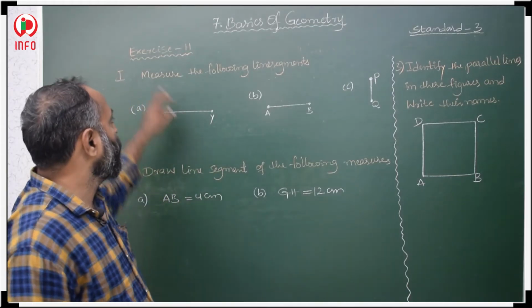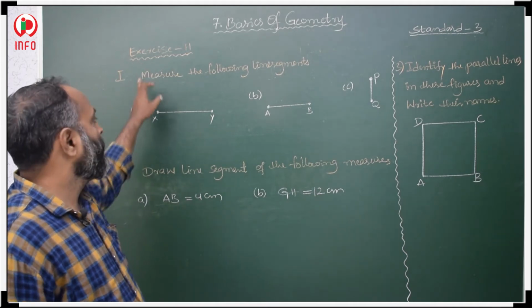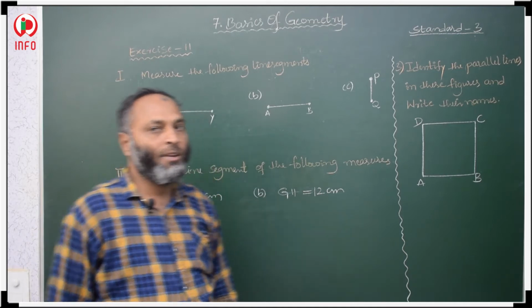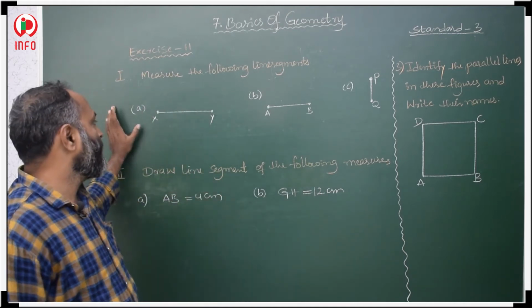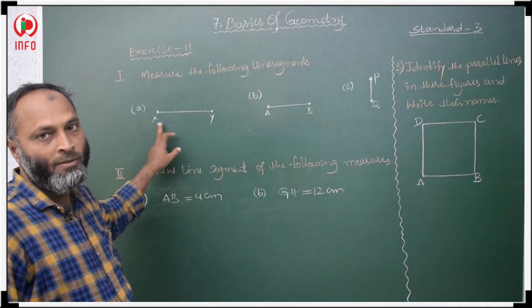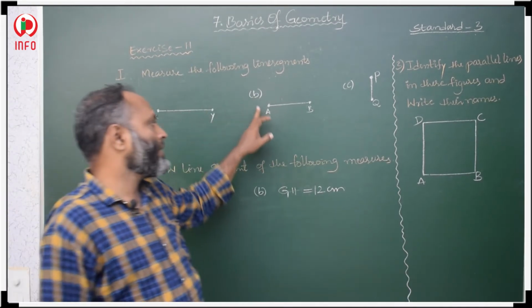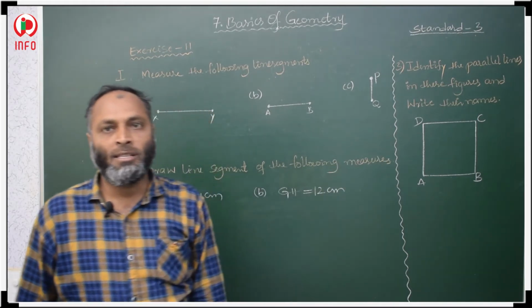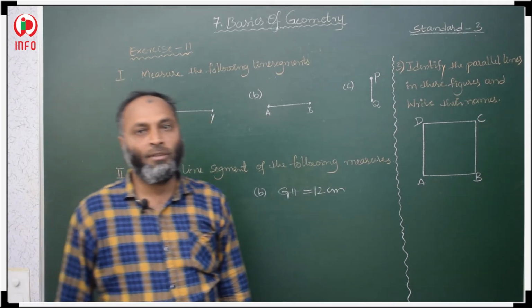As you see, students, here in exercise 2, the first question is to measure the following line segments. Here we have to measure the line segment lengths. In your textbook, in A the line segment XY is given, in B the line segment AB is given, and in C the line segment PQ is given.